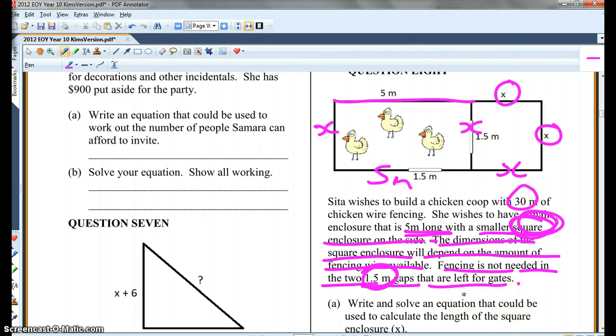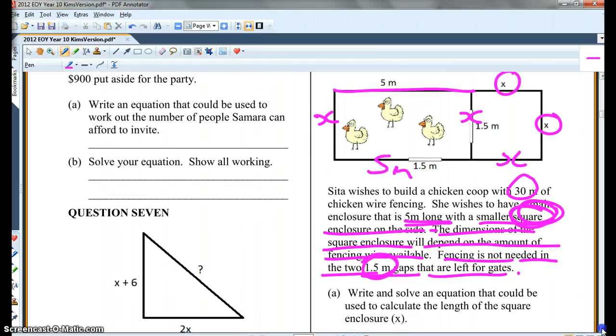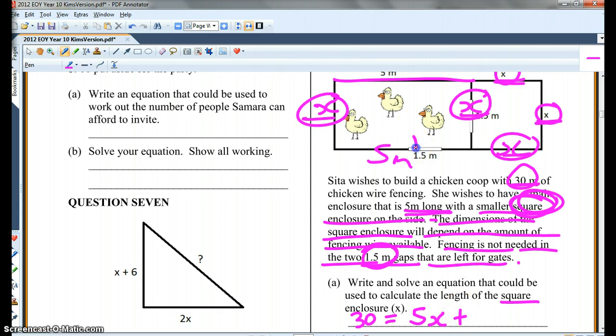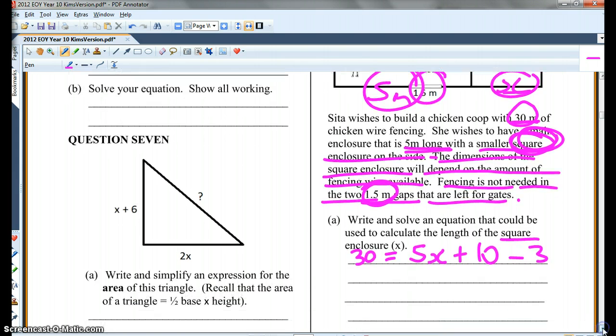Write and solve an equation that could be used to calculate the length of the square enclosure. So we've got 30 metres of chicken wire, so 30 metres equals x plus x plus x plus x plus x. That's 1, 2, 3, 4, 5x, plus 5 metres plus 5 metres is 10 metres, minus 1.5 and 1.5, minus 3.